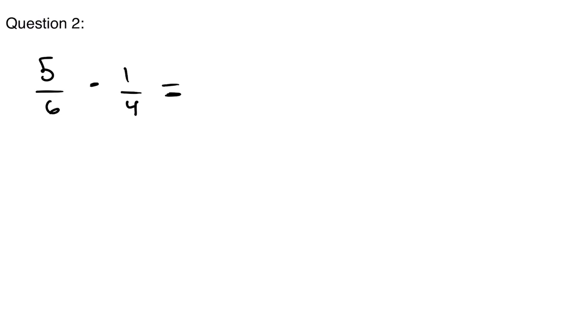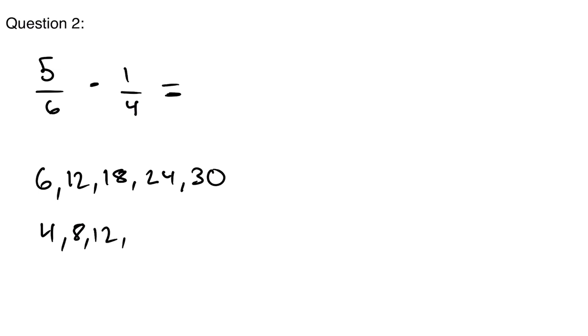Let's start with 6. We get 6, 12, 18, 24, and 30. And then now we can try 4. So we get 4, 8, 12, 16, and 20. Now once again, this time just by chance, the lowest common multiple for both is 12. So that's going to be our common denominator.